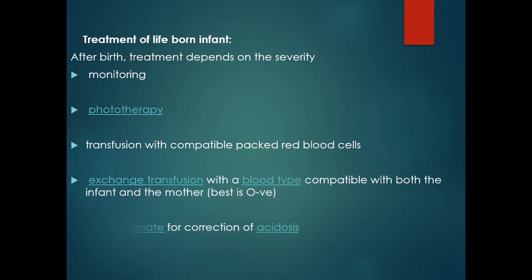Treatment of the live-born infant. After birth, treatment depends on the severity, and hence you should monitor serum bilirubin, and then institute treatment, either phototherapy, which is a common form of treatment of jaundice, or exchange transfusion, and nowadays giving immunoglobulin, which can lower the serum bilirubin. Or infusion of compatible packed cells if the patient is severely anemic, and exchange transfusion with blood compatible with both the infant and the mother's blood group. The best is O negative blood. And give sodium bicarbonate if there is acidosis.